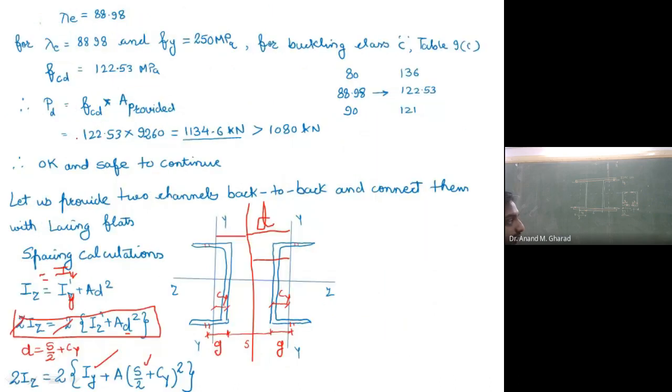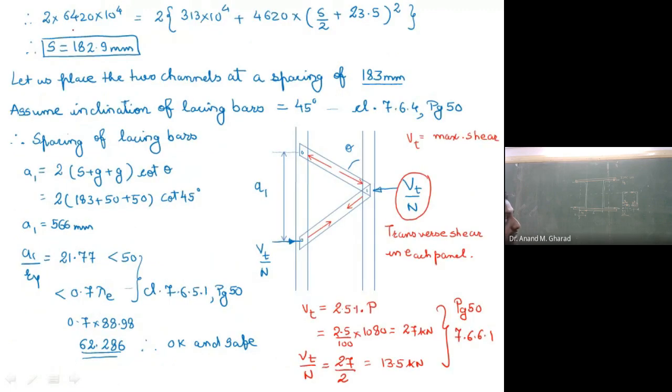so Iz, if you see Iz from the steel table or IS 808, I suppose this value is 6240 × 10^4. You please verify. Please check. Similarly, Iy for the same channel section, it is 313 into 10 raised to power 4. Everything I am expressing it in terms of mm. Okay, you can verify that.